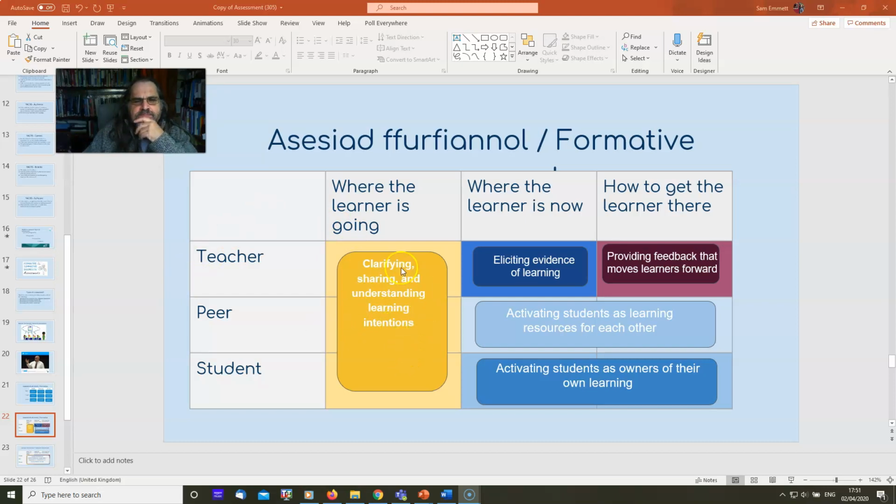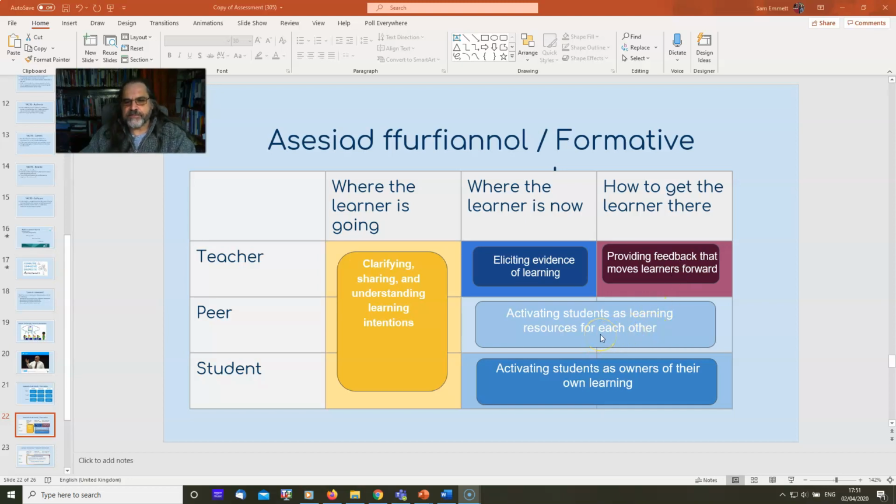So, all of these, where the learner is going, are about clarifying, sharing, and understanding the learning intentions. You can't get somewhere if you don't know where you're going in the first place. Then, where the learner is now, for the teacher, that is eliciting evidence of that learning. So I'm making assessments in a session as we go. And how to get there, I then provide feedback to that learner that helps them move forward. Any feedback that doesn't help that is really not effective feedback.